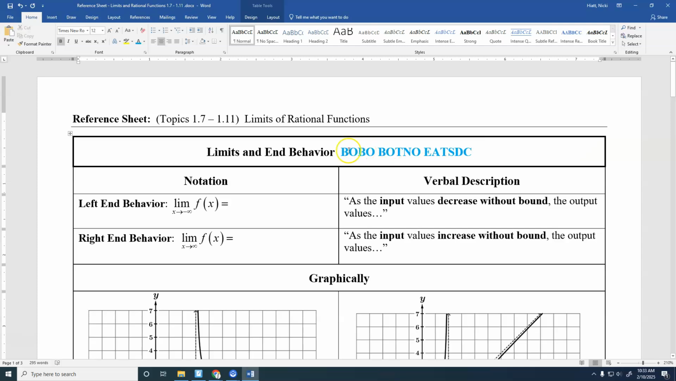This is what you're looking at for end behavior of a graph. Okay. If you see the phrase as the input values decrease without bound, then that's your limit as x approaches negative infinity. If you see as the input values increase without bound, that is positive infinity. That's the right side.